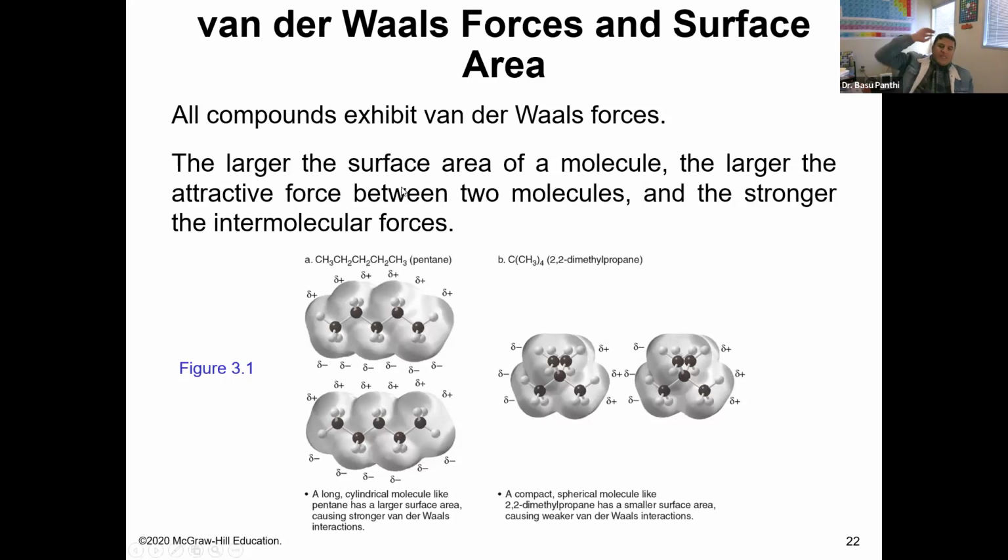The larger the surface area of a molecule, the larger the attractive force between two molecules, and the stronger the intermolecular force. If the intermolecular force is stronger, then the melting point, boiling point, everything will be higher. If we are talking about longer molecules, they have a strong intermolecular force. If shorter, smaller, more compact, right?